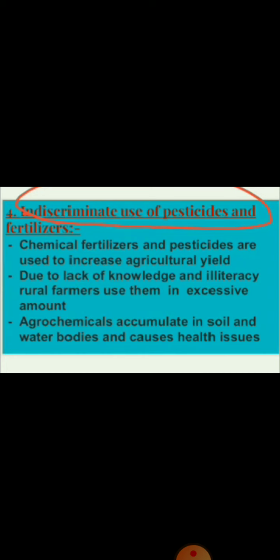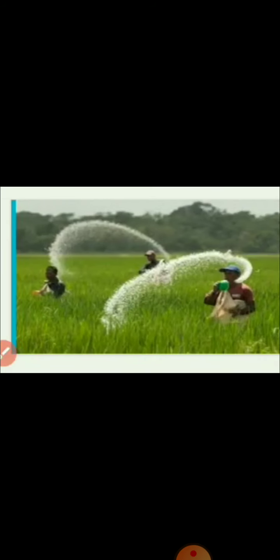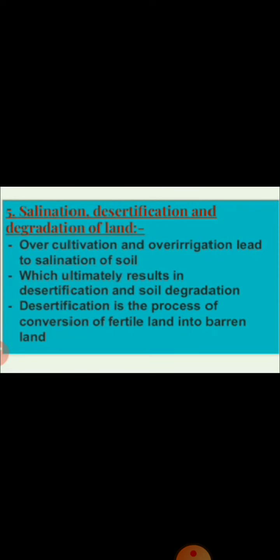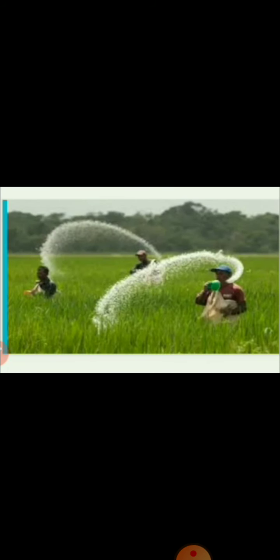Eutrophication is nothing but excessive algal growth in water bodies. In flowing water also, these agrochemicals are posing a serious threat to aquatic life. So this is how indiscriminate use of pesticides and fertilizers is causing serious health issues and serious environmental issues in rural areas. Actually, one more rural environmental issue is there, that is salination, desertification and degradation of land. But before that, here is the picture of how rural farmers are using fertilizers.